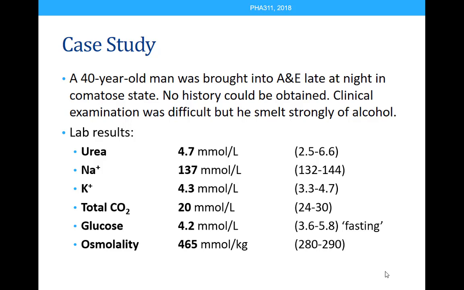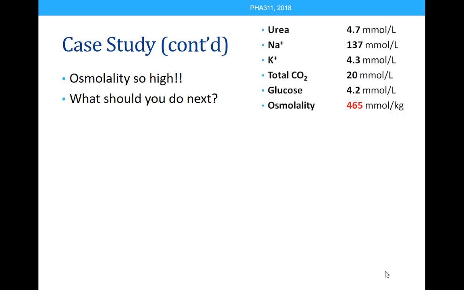What is the most striking thing you see here? Osmolality is way above the normal value, right? So basically what you see here, osmolality is very high. What will you do next? If you get this kind of lab report, sodium level is normal, osmolality is very high. What would you do next?